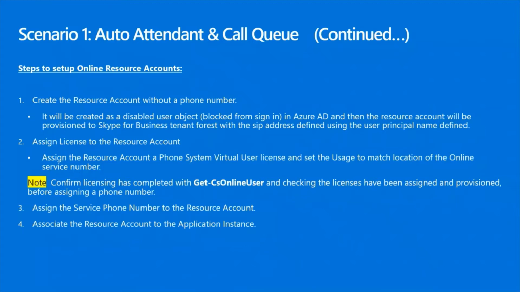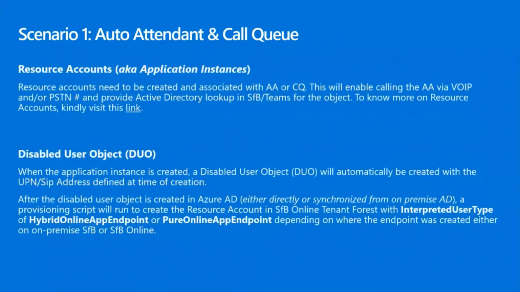Once the license is assigned, you can assign the phone numbers to the resource account and associate this resource account to the application instance. As discussed, the application instance is the resource account, which needs to be created and associated with an auto attendant or call queue. This will enable calling the auto attendant over VoIP or PSTN and provide activity lookup in Skype for Business.